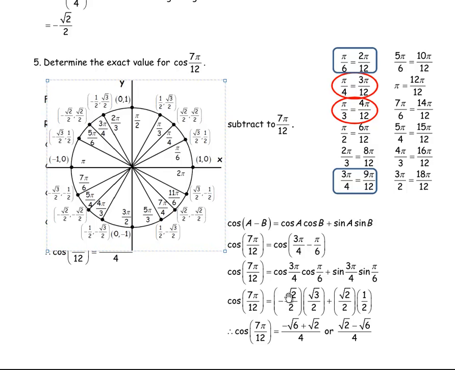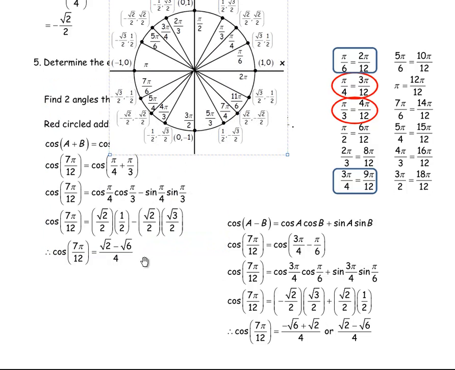So this would be negative root 2 times root 3 would be negative root 6, plus root 2 times 1 would be root 2. They're both over 4, so I'm right over 4. Or if I want to write it exactly like this one, I could just reverse it and write the negative root 6 after the positive root 2, and then it looks exactly the same as this one, because they are the same thing.